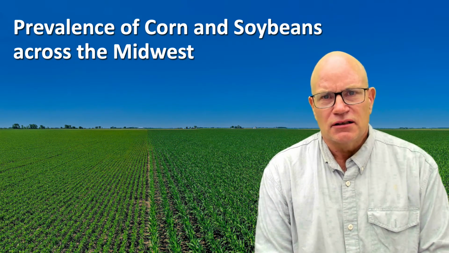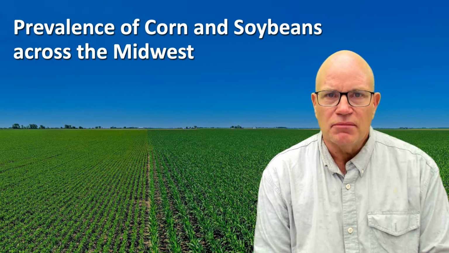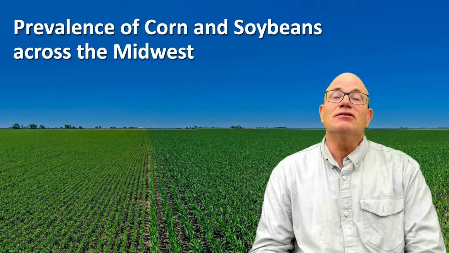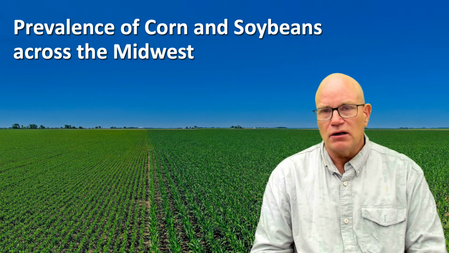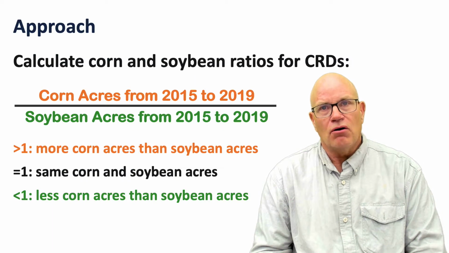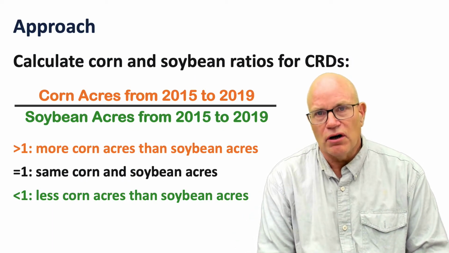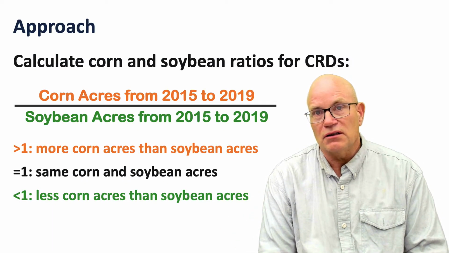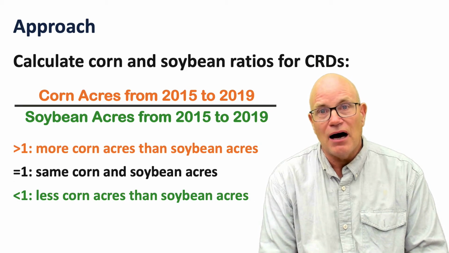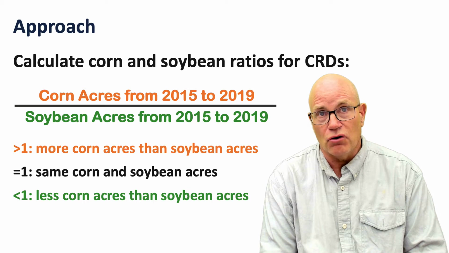This is Gary Schnitkey, and this is a 5-minute Farm Doc Daily dealing with the prevalence of corn and soybeans across the Midwest. Corn relative to soybeans varies across the Midwest, and we wanted to just look and see how much it varied across the states within the middle of the Corn Belt.